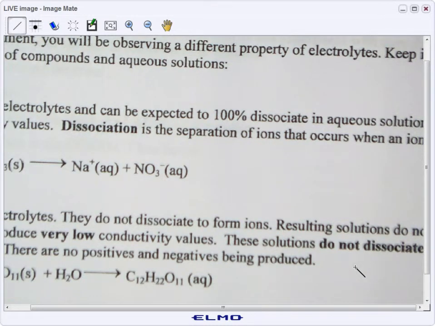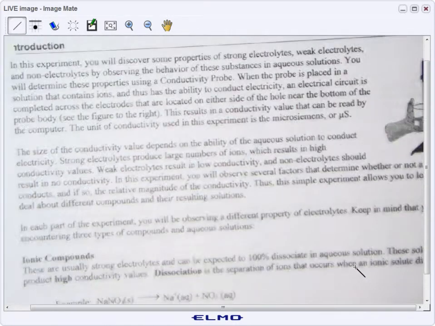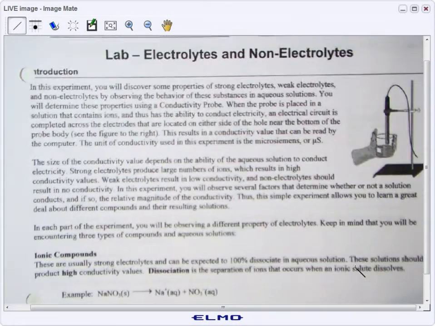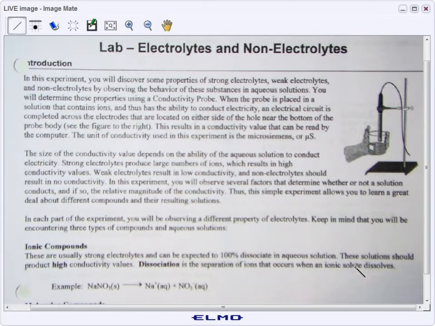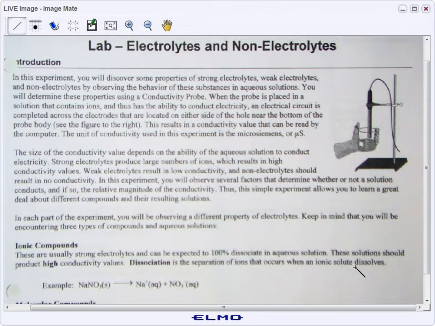Okay, let's talk about electrolytes and non-electrolytes. Electrolytes. Generally speaking, an electrolyte would be anything that dissolves in water and conducts electricity. Okay? You have strong and you have weak electrolytes, but an electrolyte dissolves in water and conducts electricity.